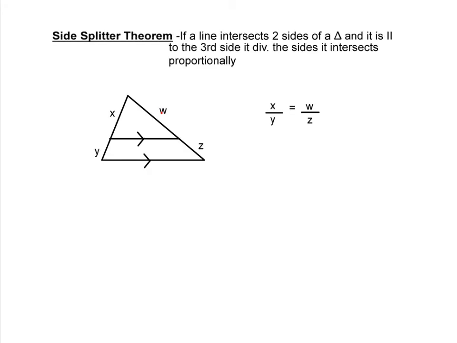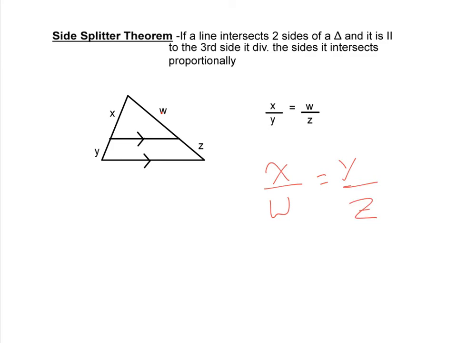Okay, this first theorem we're going to talk about is called the side splitter theorem. It says if a line, this line right here, intersects two sides of a triangle, this one right here, then that line divides the two sides of the triangle proportionally. In other words, x is to y as w is to z. We could have also written, if we wanted to, x is to w as y is to z.